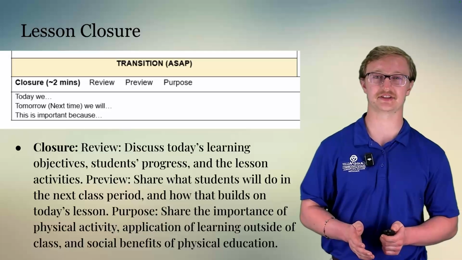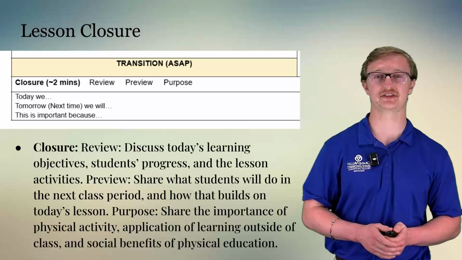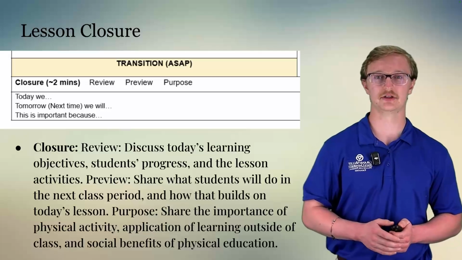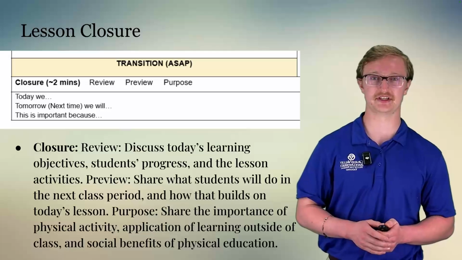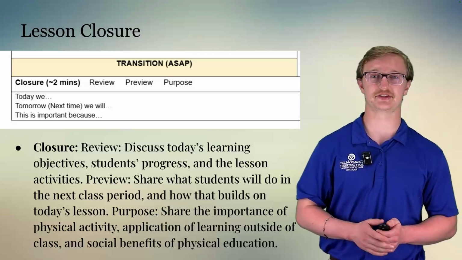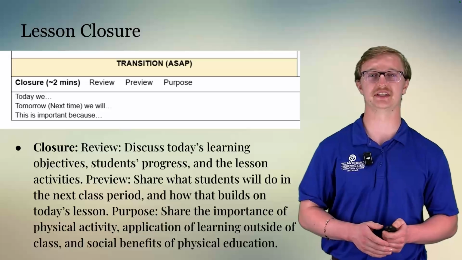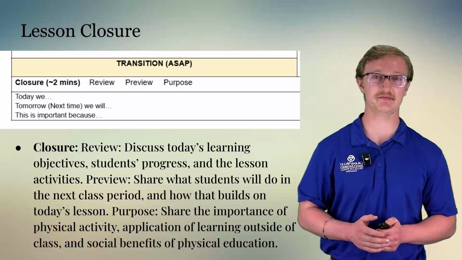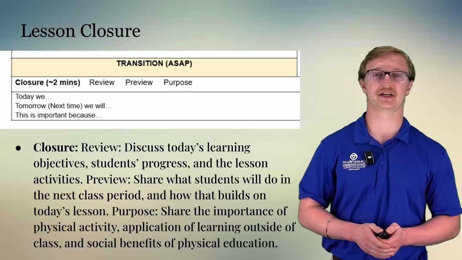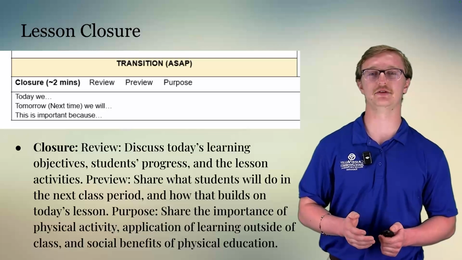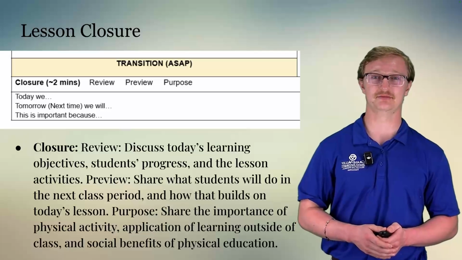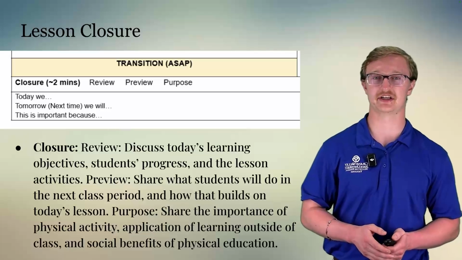To review the lesson, the teacher will discuss the lesson's learning objectives, students' progress, and the lesson activities. Students may also share their thoughts when the teacher asks specific questions about the lesson. To review the next lesson, the educator shares what students will do in the next class period, and how that builds on today's lessons. Finally, the teacher will describe the purpose of the content students are learning, which may include the importance of physical activity, application of learning outside the classroom, and the social benefits of physical education.